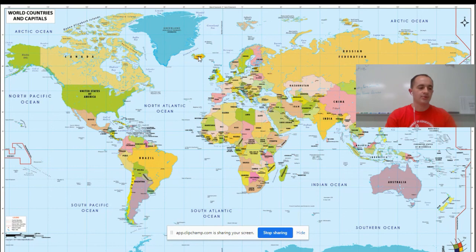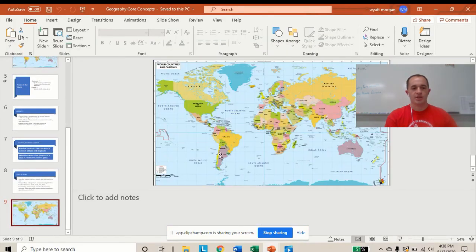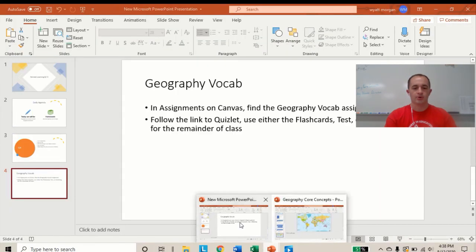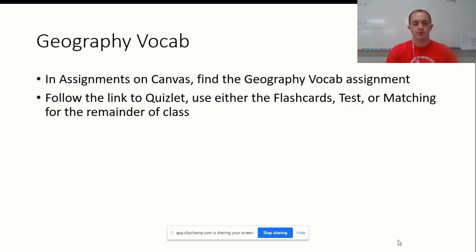So that is the core concepts for geography. So now we need to go back to Canvas and find our assignment page and go to the geography vocab assignment, and the rest of class you need to go through and either use flashcards, tests, or matching and practice all of the vocab words that we just went through.